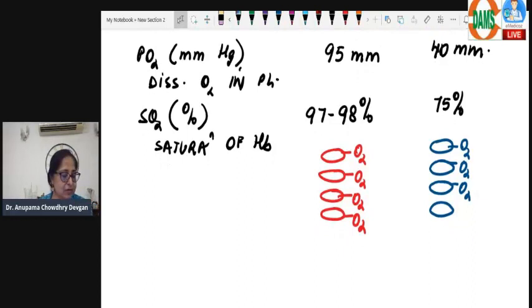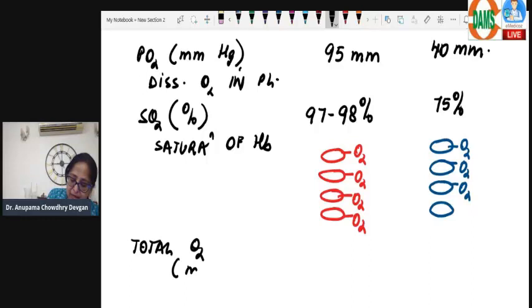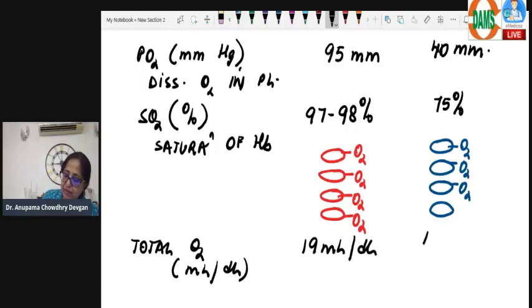Arterial blood is 97 to 98% saturated and venous blood is 75% saturated. So if you look at the total O2, in ml per 100 ml of blood, arterial blood has 19 ml per 100 ml of blood and venous blood has 14 ml of oxygen per 100 ml of blood. These are normal values which you should know. What happens in arterial blood?